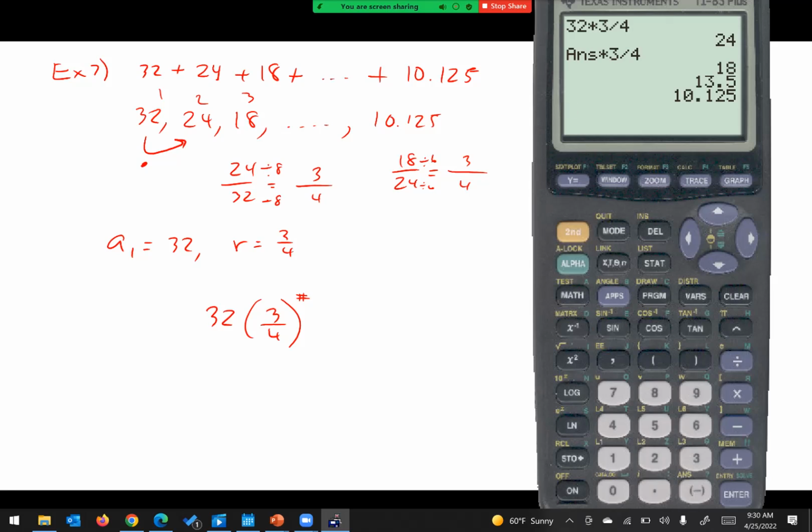Did we ever do that in class with the calculator? Did we get the iteration going? Okay, that's trig then.